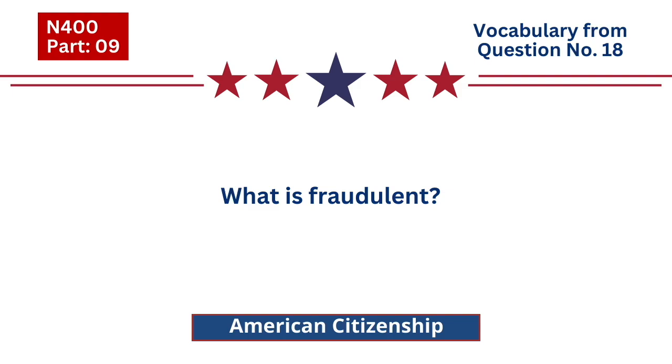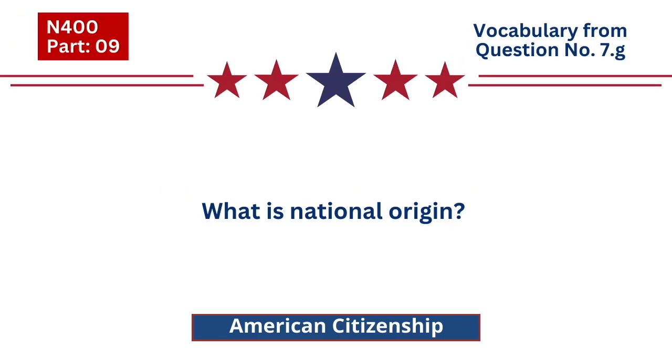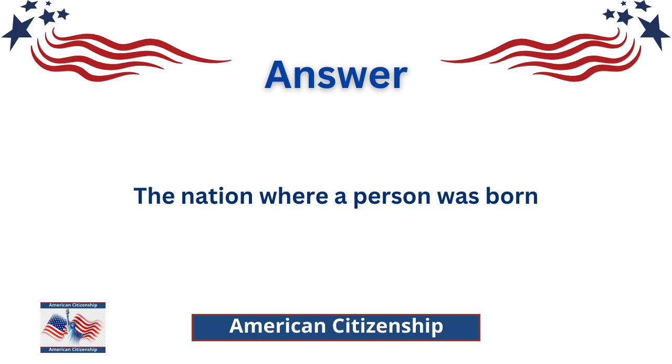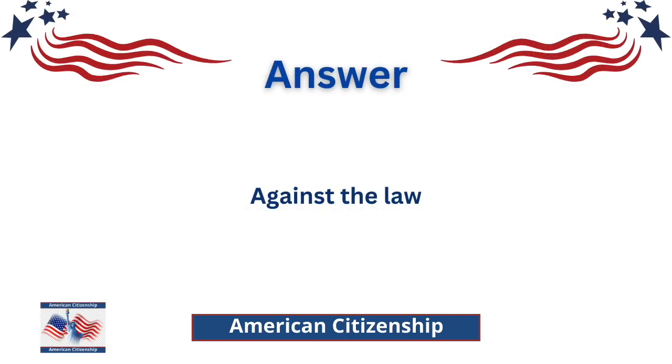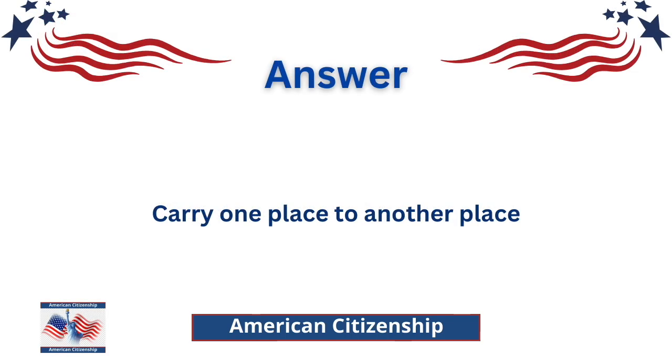What is fraudulent? Claim something that is not true. What is national origin? The nation where a person was born. Do you understand what unlawful is? Against the law. What do you mean by transport? Carry one place to another.